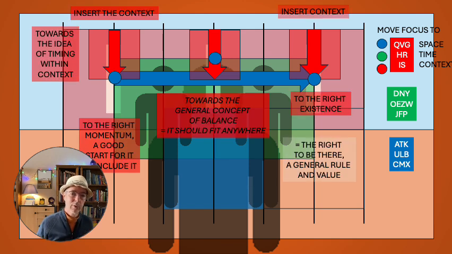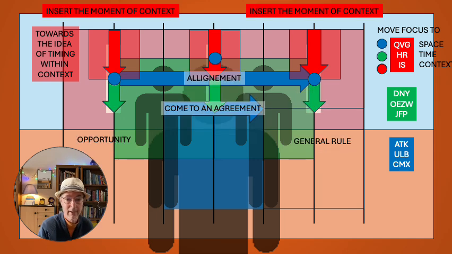We first like to insert the context. That's our idea. We have a timing and we see, okay, we have something of a context and we look for the right moment. We have a good that we want to include, and we want to include it into a general concept of balance. It should and could fit everywhere. Mentally it is like that. It could fit anywhere, and we want to insert it. Because it's a general value as well, it has its right to existence. It follows the general rules, the general values as well.